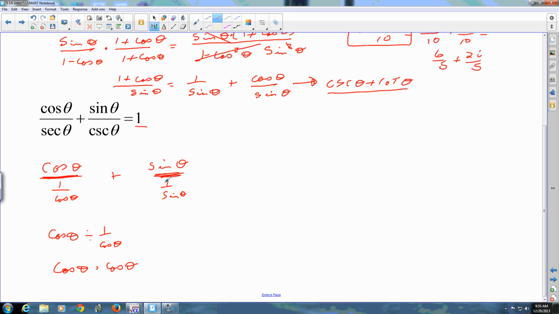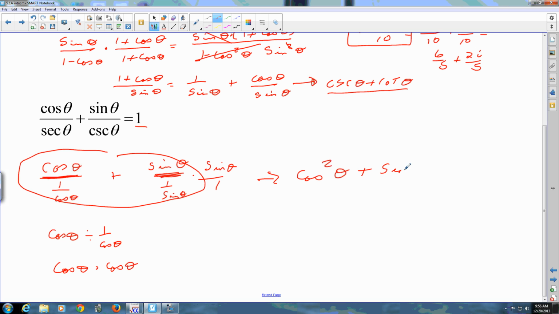The same thing's going to happen here. You're multiplying by the reciprocal. So what this becomes is cosine squared theta plus sine squared theta. And your goal is to show that it's equal to 1. And if you remember your Pythagorean identities again, when you're adding, order doesn't matter, so this is worth 1. So 1 equals 1, and you're done.